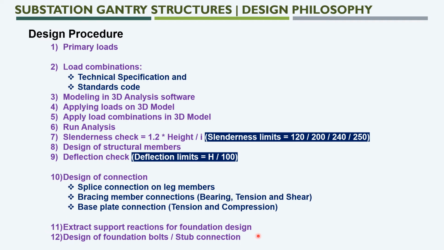Next final step is we need to design the foundation bolts or stub connection. In some projects, instead of foundation bolts, we have to design stub connection. Stub connection is nothing but the entire main leg to be inserted in the foundation at the pedestal. So in some projects they go with the base plate which is to be anchored in the foundation pedestal. So for that we need to calculate the design of foundation bolts. On the other hand, we need to calculate the stub connections. So these are the preliminary steps to be followed for design of substation gantry structures.